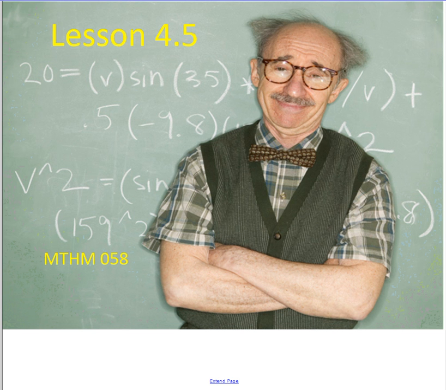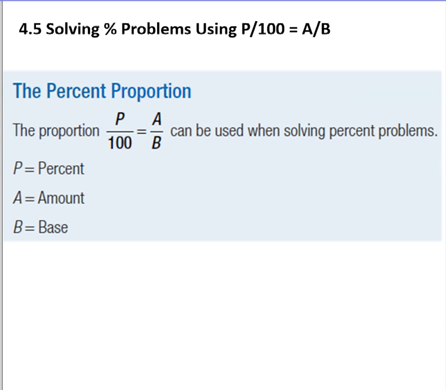In this lesson, we will be looking at section 4.5, which is solving percent problems using the proportion P over 100 equals A over B. The proportion P over 100 equals A over B can be used when solving percent problems. The variables P represent percent, A represents the amount, and B represents the base.